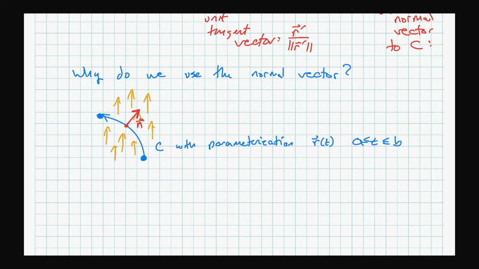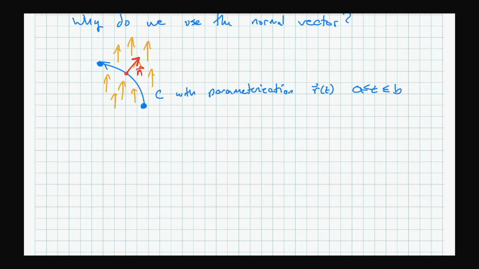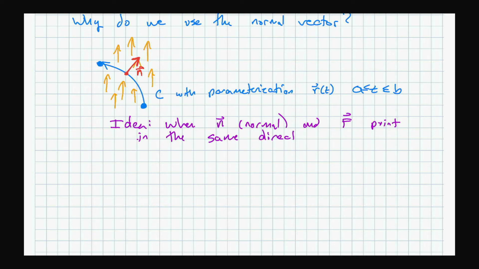The actual derivation you can see the book for. So the idea: when the normal vector and F are pointing in the same direction, that's when you have a lot of flow across C, fluid is crossing through C. Okay, so that's why we're going to do that dot product.